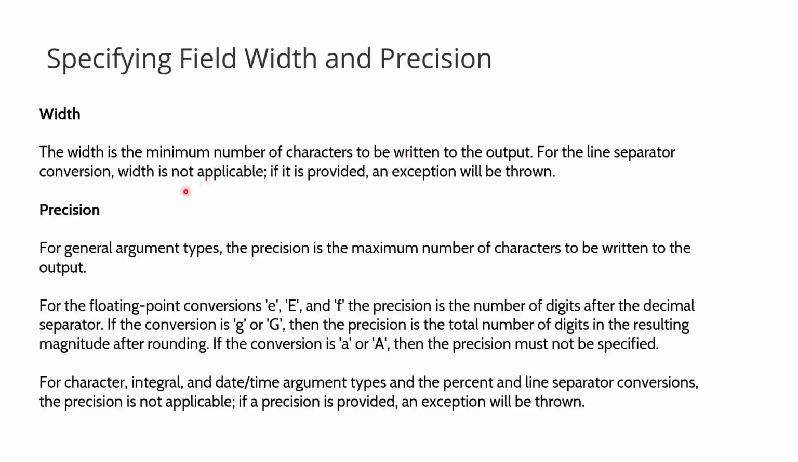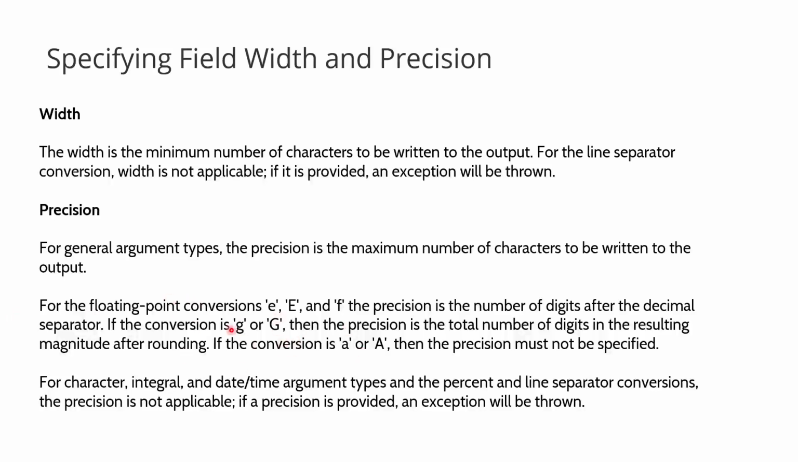A few things about field width and precision. The width is the number of characters to be written for the output. For the line separator conversion, width is not acceptable, and if it's provided, an exception will be thrown. And here's where there is some possibility of confusion. For precision, for the general argument types, it is the maximum number of characters to be written to the output. However, for floating conversions, which are the e, capital E, and f, the precision is the number of digits after the decimal separator.